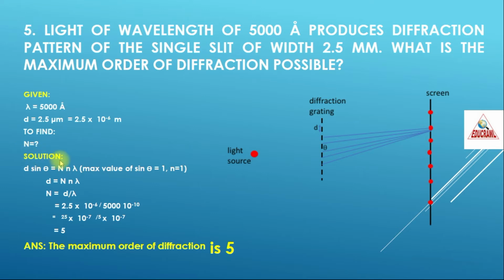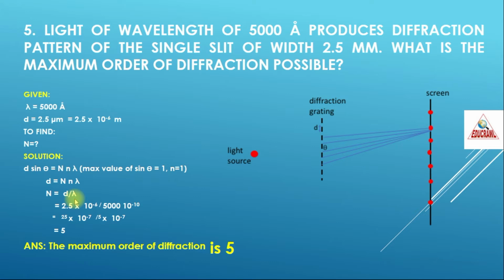The solution starts with the formula d sin theta is equal to small n lambda. For the maximum value, sin theta is equal to 1 and small n is also 1. Hence the equation becomes d is equal to N lambda. Hence capital N is equal to d by lambda.